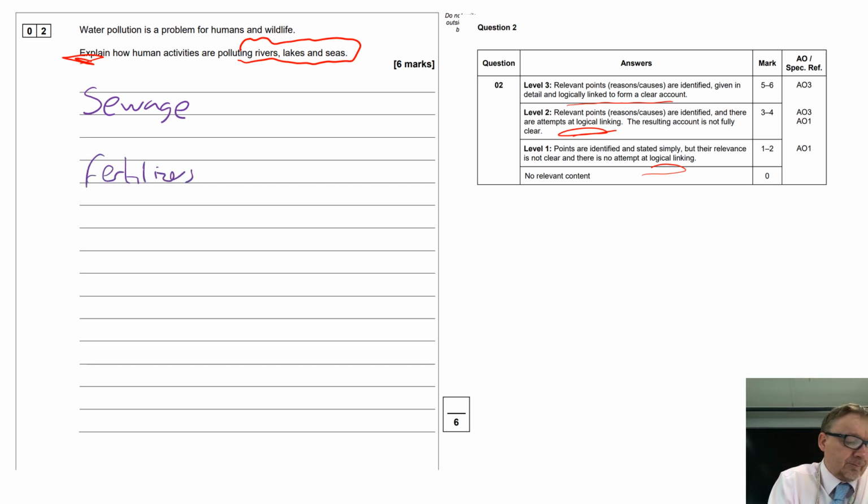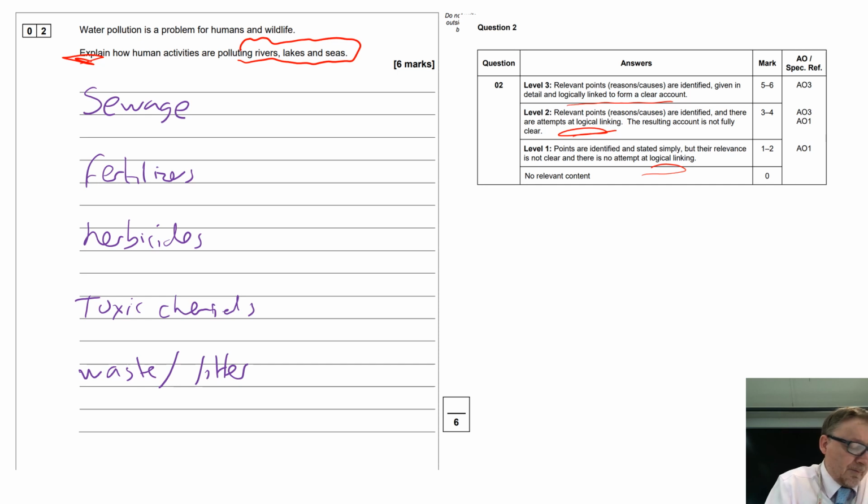Fertilizers. Herbicides. Toxic chemicals. Waste like litter, plastics, stuff like that. So what I've done there is done 5.